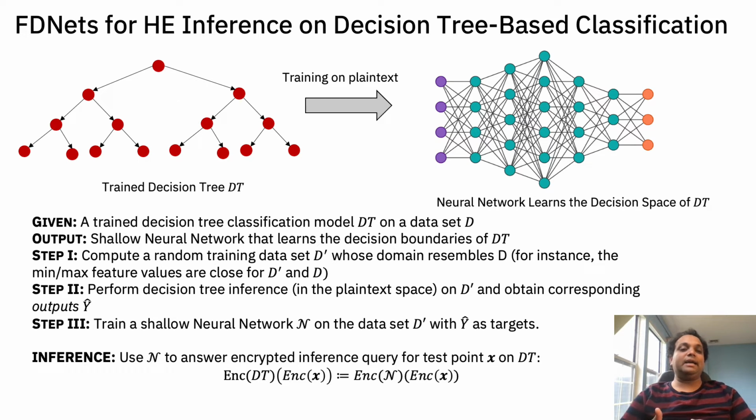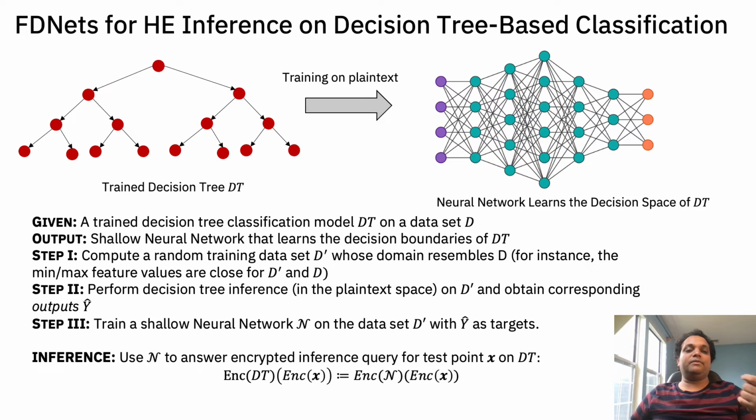The second restriction is that it cannot be computationally too deep. So that naturally limits the number of layers that you can use in these neural networks. So first we start with a random training data set or a synthetic training data set that is distributionally similar to your original data set D, right?